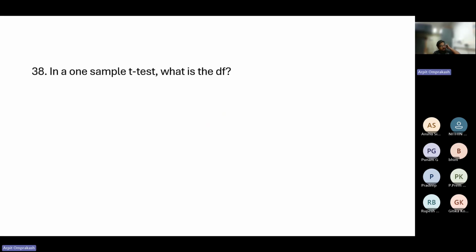In a one sample t-test, what is the degrees of freedom? So how do you calculate the degrees of freedom in a one sample t-test? Yes. Answer here is n minus 1, where n is the total number of data.